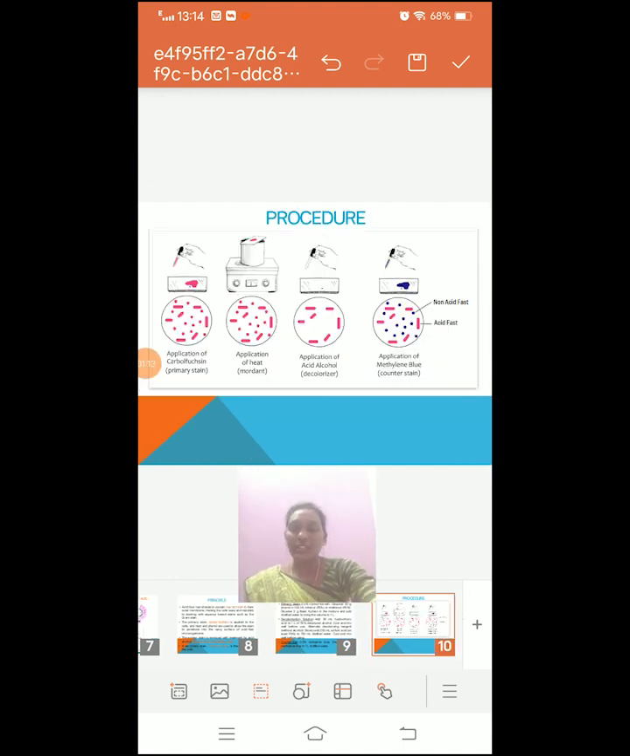Then the procedure. First you have to prepare the smear using the culture or the sample given. Then you have to heat fix the smear. After heat fixing, you add the primary stain, that is carbol fuchsin. Then after adding carbol fuchsin, you have to apply heat. You have to heat the smear, but you should not char it; just let fumes come out of the slide. So you have to heat it gently. Then you add the acid alcohol decolorization solution. Then you apply the secondary stain or counterstain, that is methylene blue.